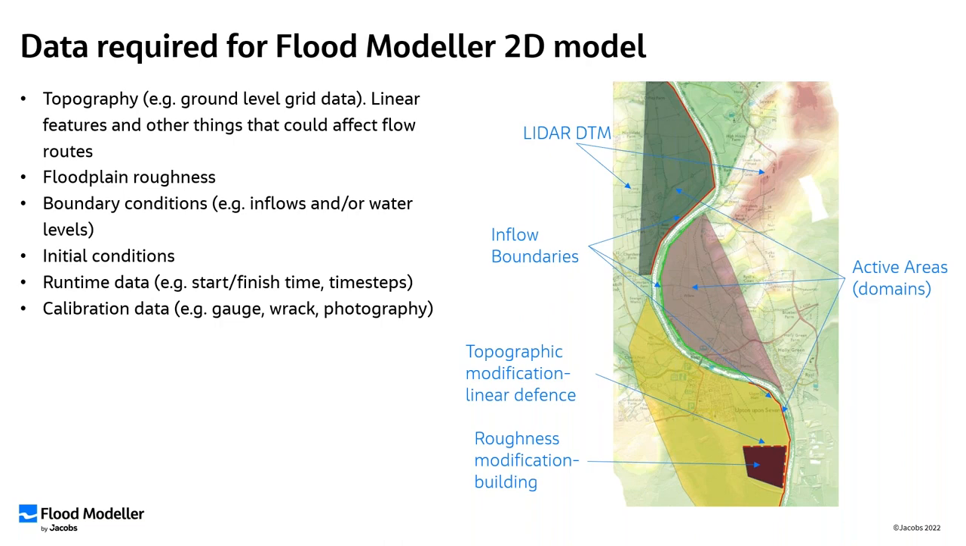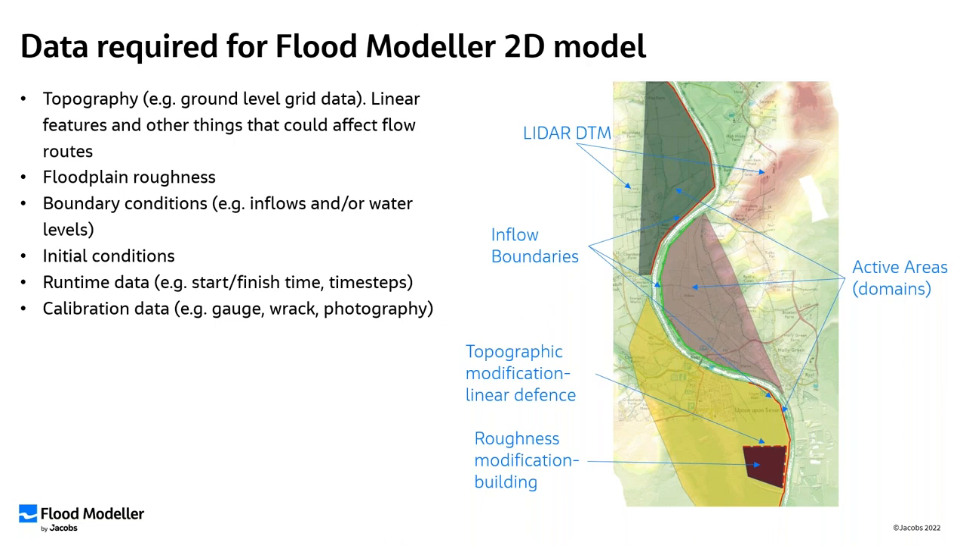Another key component is floodplain roughness. So what kind of resistance is the surface to the flow passing over the surface? This can be Manning's or Colebrook-White. It can be spatially varying or constant value, so quite flexible really in terms of floodplain roughness. But of course we need a boundary condition.